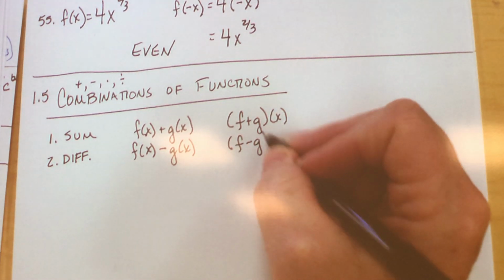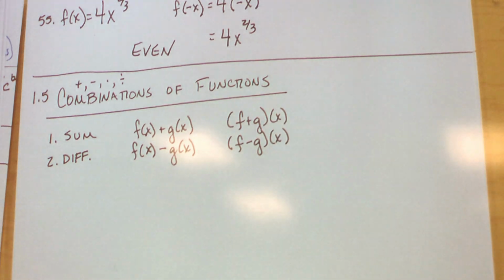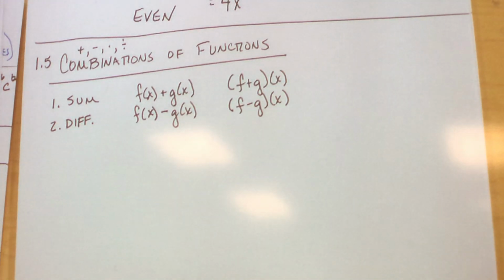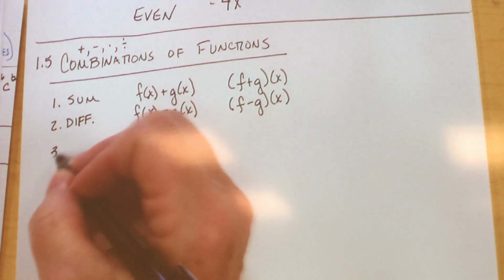F minus g of x. I'm gonna go out strong, Eli. Okay? The third one is a product.